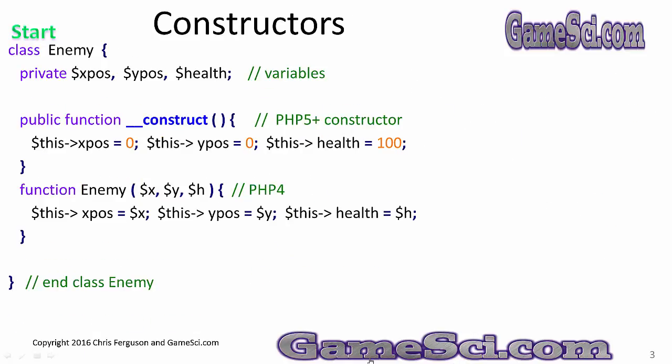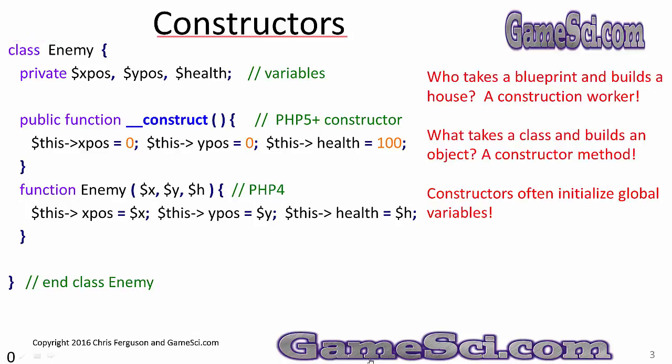Constructors. Perhaps it's best to start with a detailed look at constructors. Remember, constructors are special methods used to build objects, or at least help build the objects. Who takes a blueprint and builds a house? A construction worker. What takes a class and builds an object? A constructor method. Constructors often initialize global variables. That's their primary job, to make sure the values in that object start with the proper values.